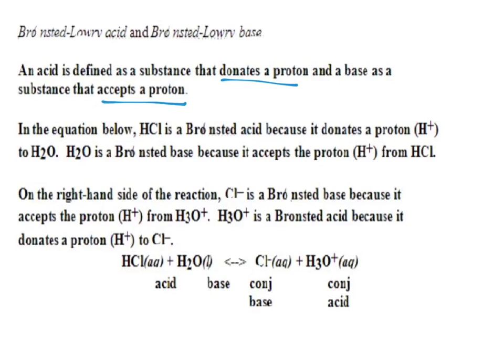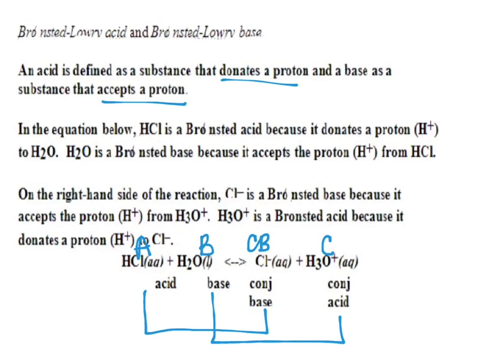So if you are a Bronsted-Lowry acid, then your opposite is going to be the conjugate base. So you have an acid, and when you donate a proton, you become a conjugate base. The base, when it accepts a proton, now becomes a conjugate acid.